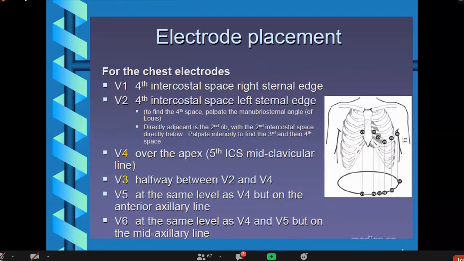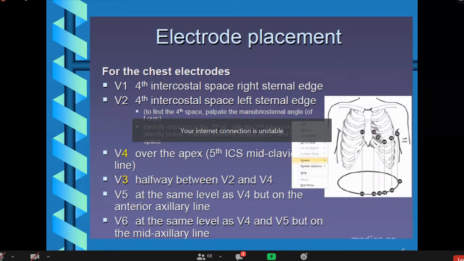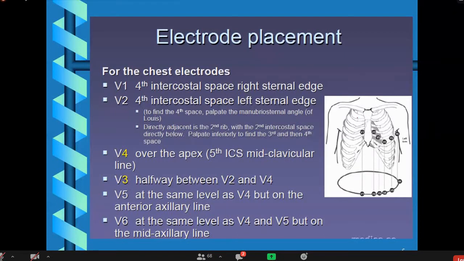For the chest electrodes, V1 is placed at the fourth intercostal space. Remember, it's not the second, this is the fourth intercostal space, right sternal border, just like this. Then V2 is placed in the fourth intercostal space on the left. So how do we find the fourth intercostal space? It's very simple. Palpate the manubriosternal angle. We call it the angle of Lewis, and directly adjacent to it is the second rib.